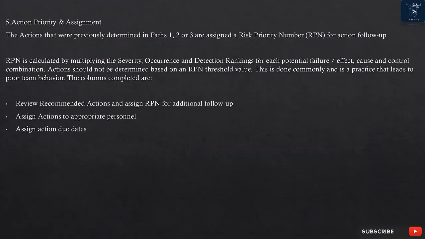Action priority and assignment. The actions that were previously determined in Paths 1, 2, or 3 are assigned a risk priority number, RPN, for action follow-up. RPN is calculated by multiplying the severity, occurrence, and detection rankings for each potential failure/effect, cause and control combination. Actions should not be determined based on an RPN threshold value. This is done commonly and is a practice that leads to poor team behavior. The columns completed are: review recommended actions and assign RPN for additional follow-up. Assign actions to appropriate personnel. Assign action due dates.